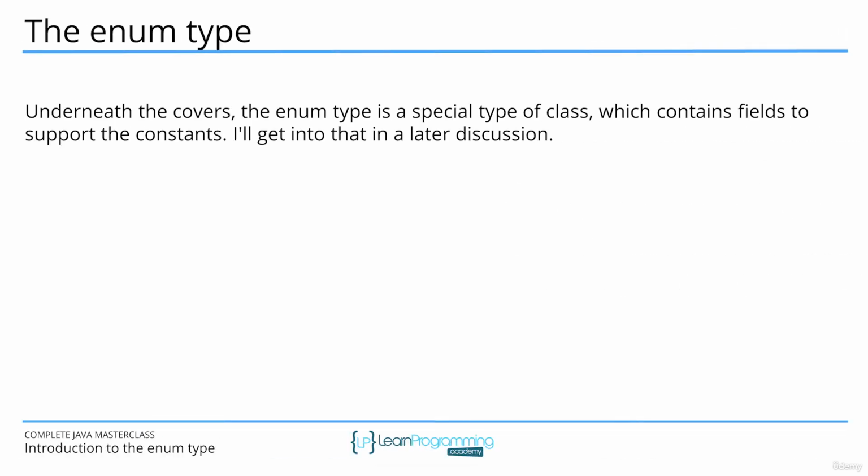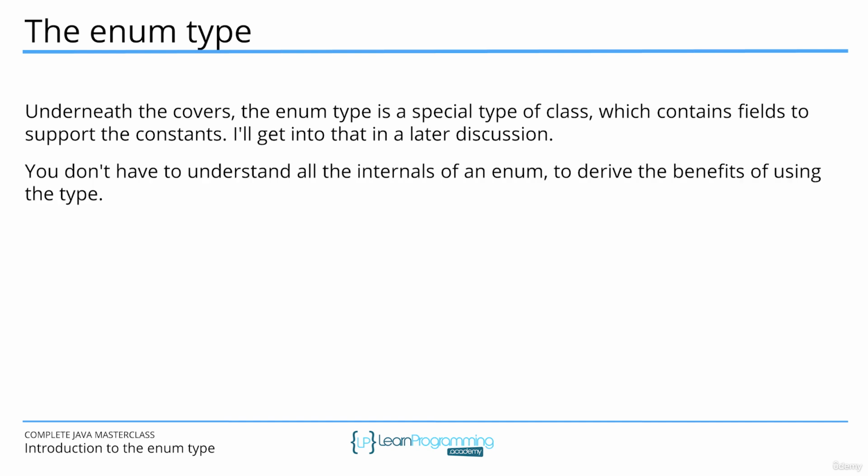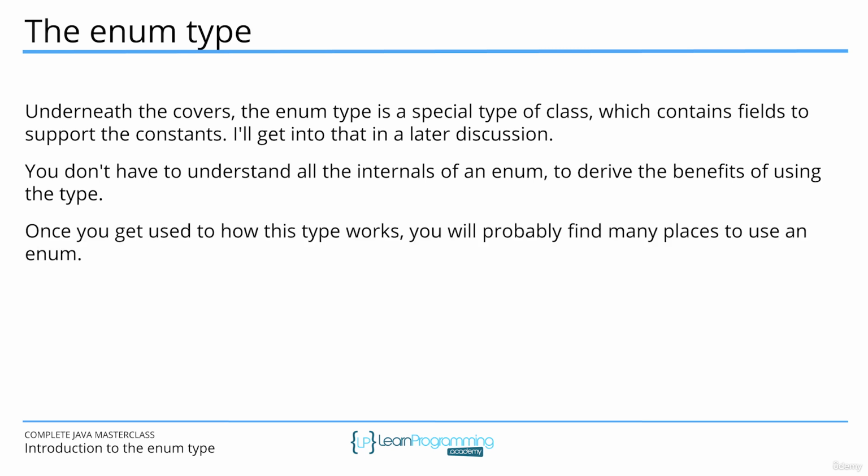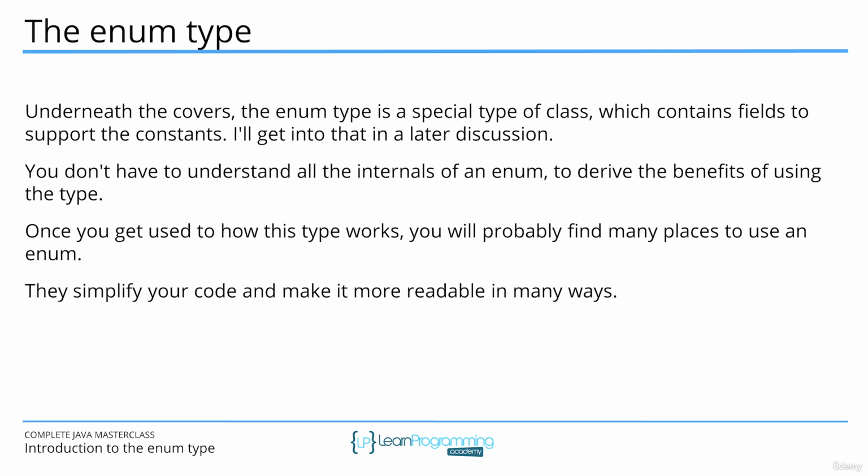Underneath the covers, the enum type is a special type of class which contains fields to support the constants. I will get into that in a later discussion. You don't have to understand all the internals of an enum to derive the benefits of using the type. Once you get used to how this type works, you will probably find many places to use an enum. They simplify your code and make it more readable in many ways.